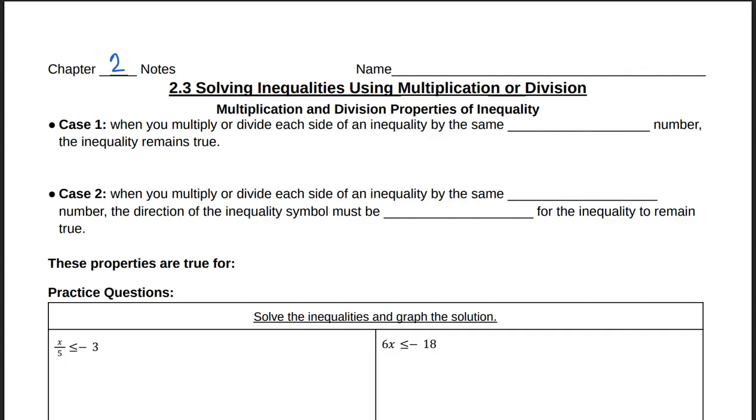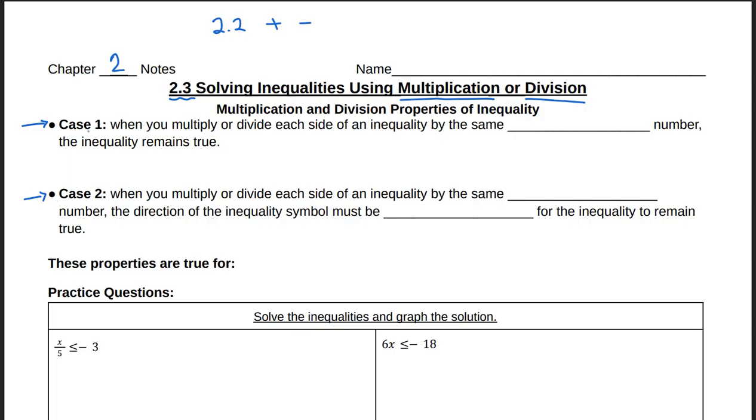We're continuing on with your Chapter 2 notes, and today we're going to be talking about solving inequalities using multiplication or division. Back in section 2.2, we were talking about using addition or subtraction to solve inequalities, and all the steps were the same as when we were solving equations. We have two different cases to talk about when using multiplication or division to solve, and there is a nuance with case 2 that we want to pay close attention to. It's really going to be the focus of 2.3.